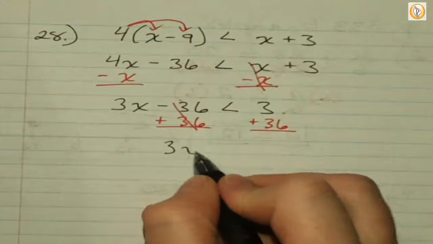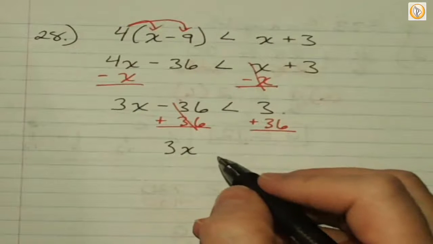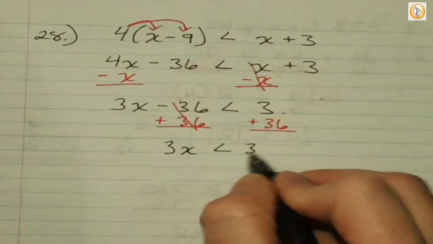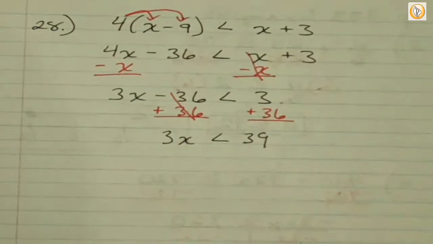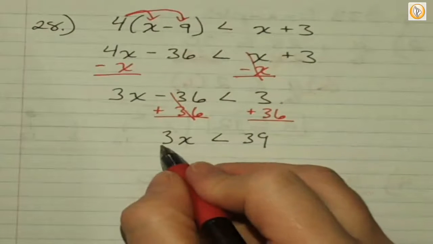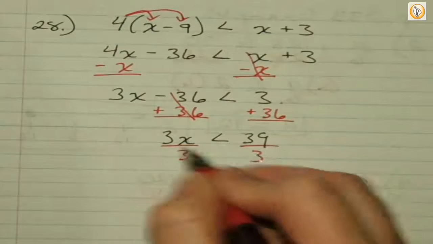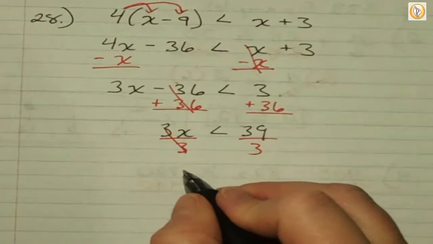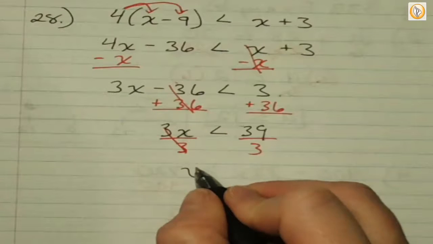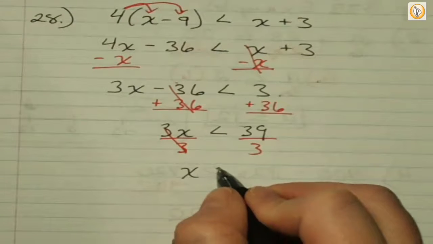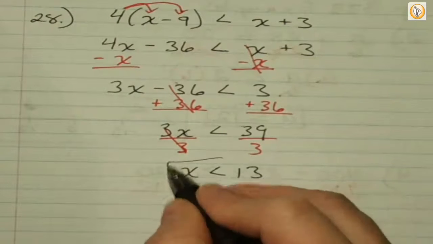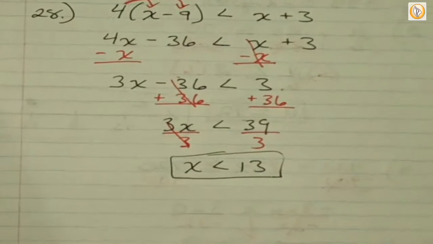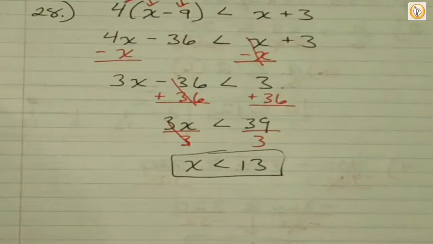What if we would have done it the other way, like adding 36 to the other side first? Still get the same answer. All right, now tell me what to do. You have to divide by 3 on both sides. And what's my final answer? X is less than 13. Perfect. In this group, you don't have to do the number line. That's good. Any questions?